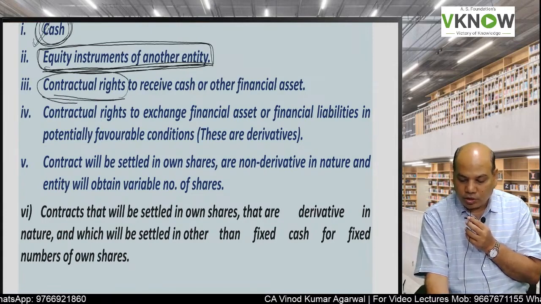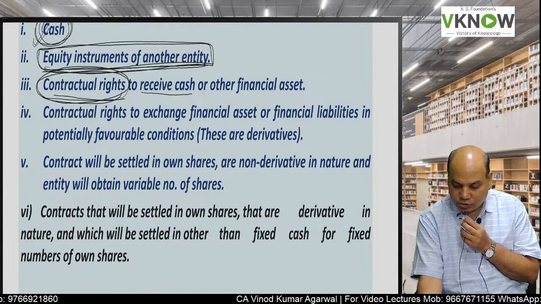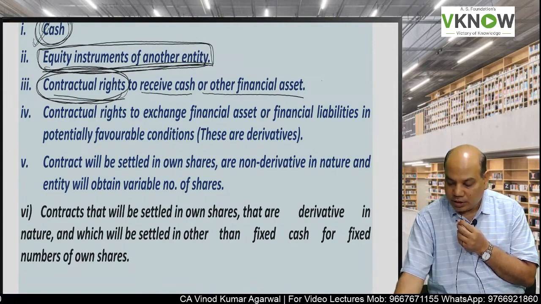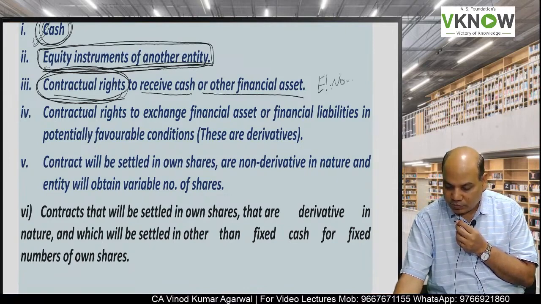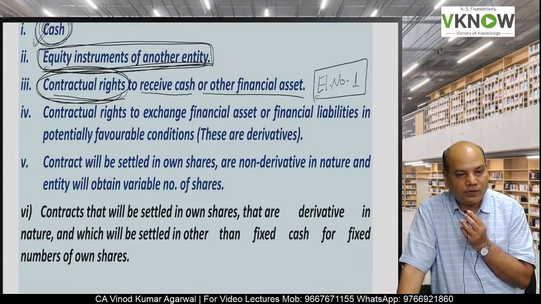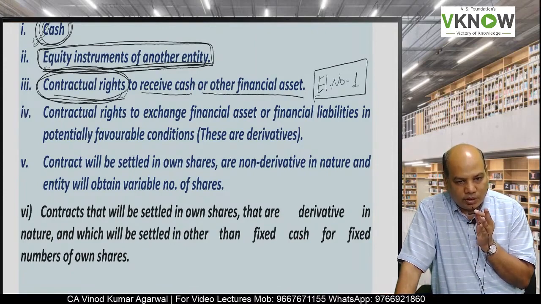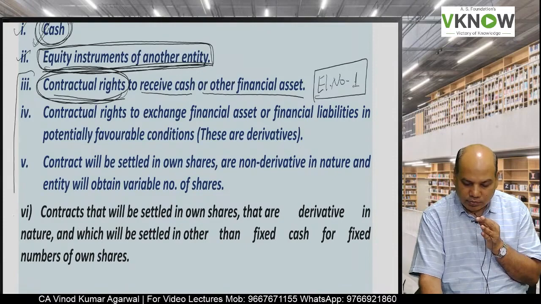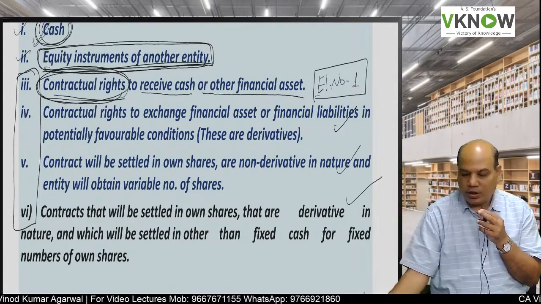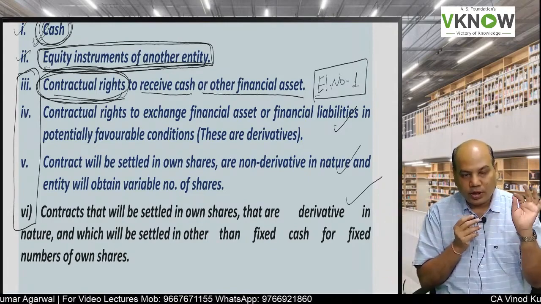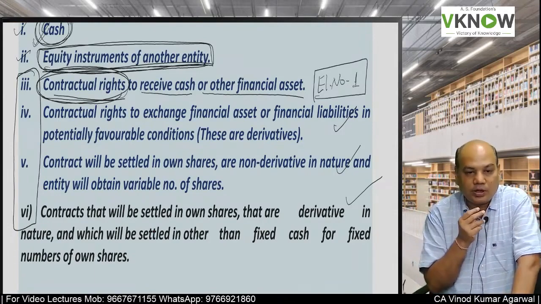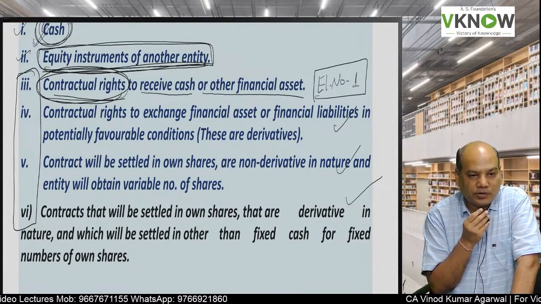It should be a contractual right to receive cash or other financial asset. The student will remember, this was element number 1 in financial liability, where it was written a contractual obligation to pay cash or other financial asset. So this is the way to remember: except the first and the second one, the remaining 4 are similar to the 4 elements you have studied in financial liability. Fourth point is, it is a contractual right to exchange financial asset or financial liability in potentially favorable condition.